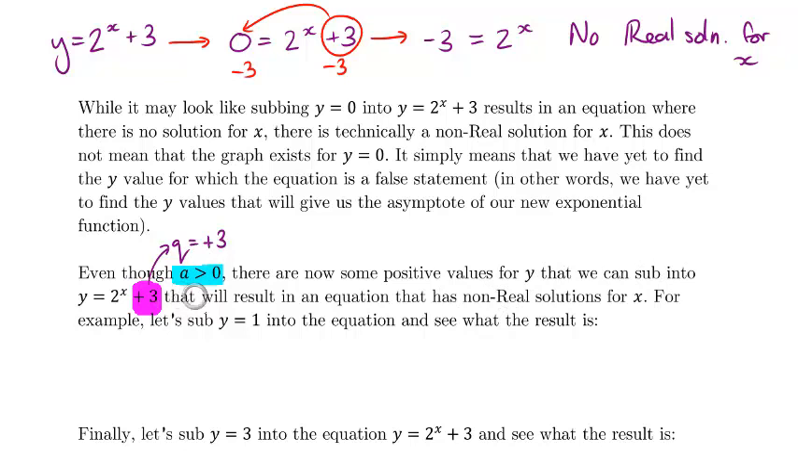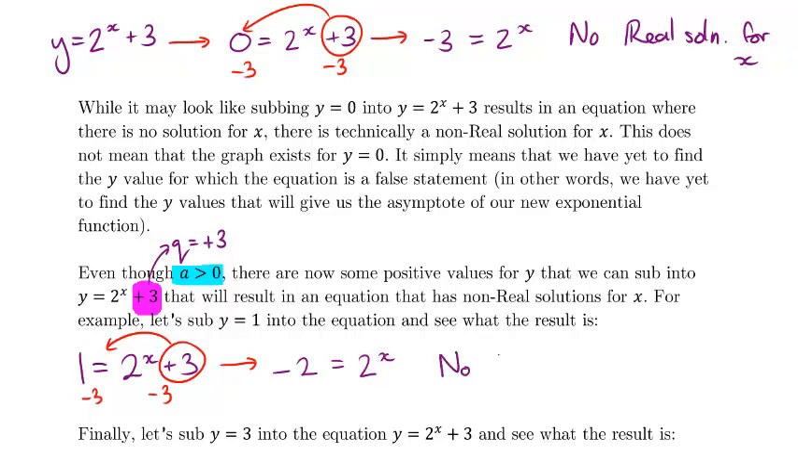For example, let's sub y equals 1 into the equation and see what happens to the result. So 1 would equal 2 to the x plus 3. I hope you agree with me, guys, that if we tried to solve this, we would take 3 to the other side. In other words, we're minusing 3 from both sides. And this results in an equation that has minus 2 is equal to 2 to the x. Now, yes, guys, it looks crazy, but there is technically a non-real solution.